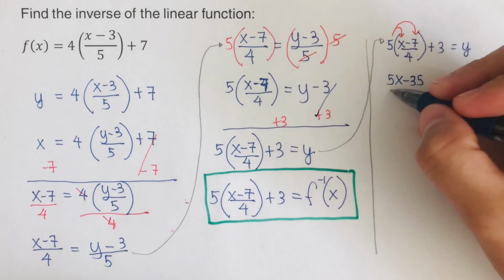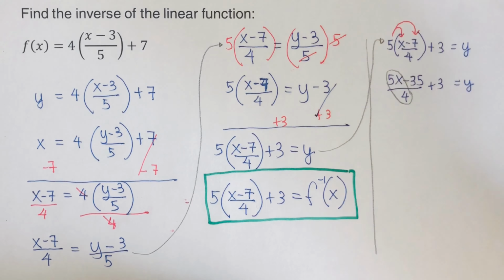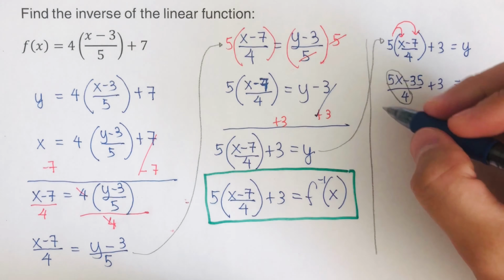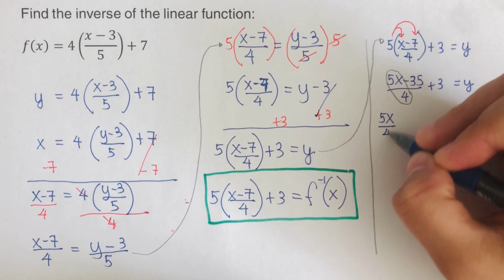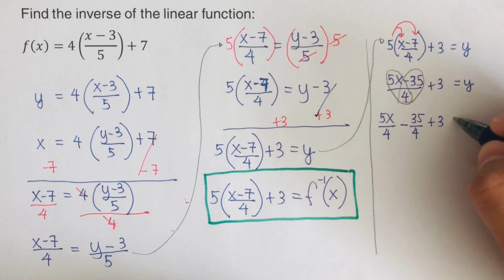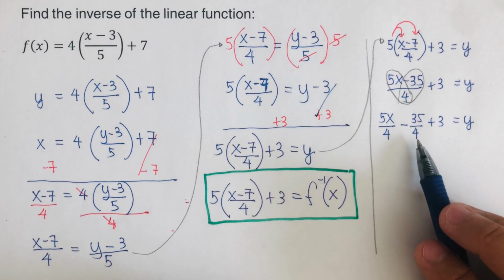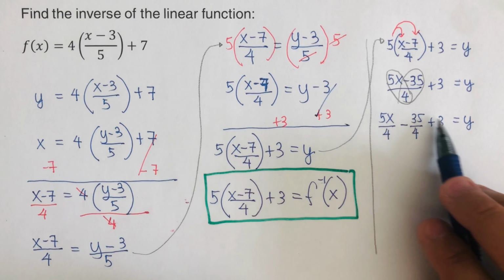Again, our target is to have it in y equals mx plus b form. We remember that this 4 is a denominator for both of them. So we can go ahead and rewrite this as 5x over 4 minus, and then this 4 is also a denominator of 35, so that would be minus 35 over 4, and then that is a plus 3 right there is equal to y. So then we can go ahead and simplify this.